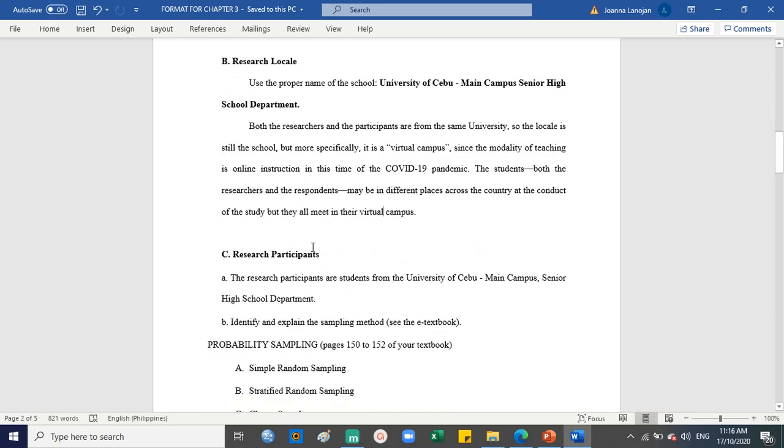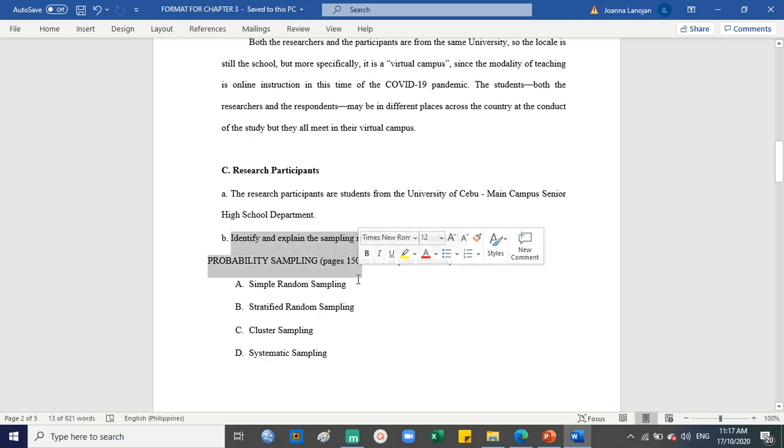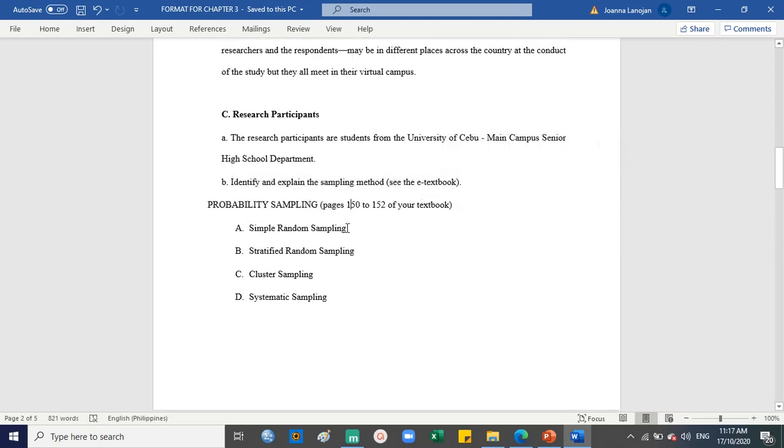After that are the research participants. The research participants are the students from University of Cebu Main Campus Senior High School Department. Is there a comma? Maybe I'll just check on that. So again, you specify that those are the participants. Identify and explain the sampling method used. Please see the e-textbook.